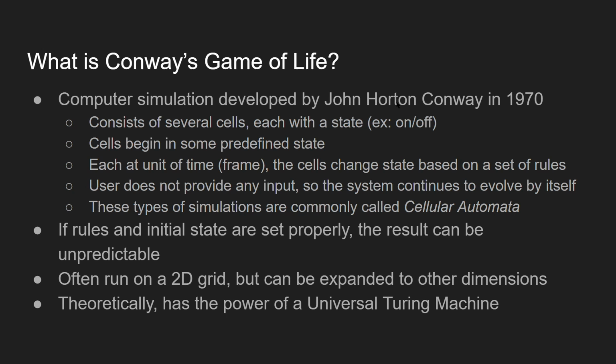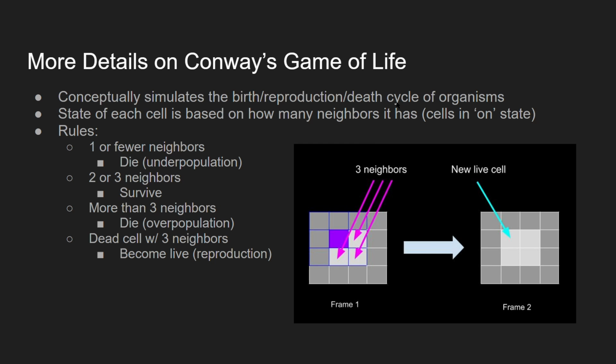And these types of simulations are typically called cellular automata. Now, if the rules and the initial state are set just right, the result can be really interesting and quite unpredictable, so it's pretty fun to watch. Typically, Conway's Game of Life is run on a 2D grid, but it can be expanded to other dimensions, either 1 or even 3 dimensions. Now, for those of you interested in math, theoretically, Conway's Game of Life is said to be the power of a universal Turing machine.